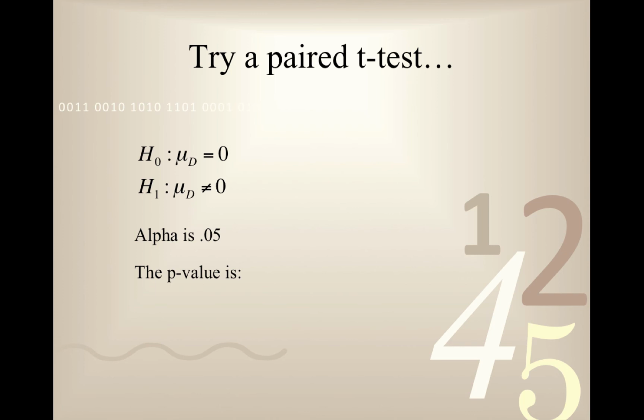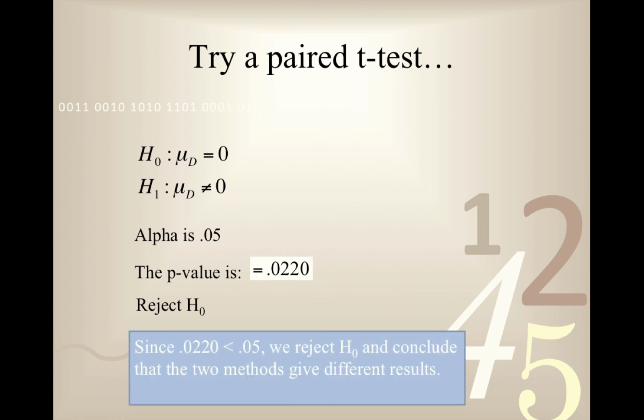All right, so we've got our null and our alternative, just as Minitab had stated. Our alpha is 5%. Our p-value is 0.0220. All right, so we reject the null. Why? Because the p-value is less than alpha. All right, so one more time. The p-value is less than alpha, so we reject the null. So we conclude that the two methods give different results.